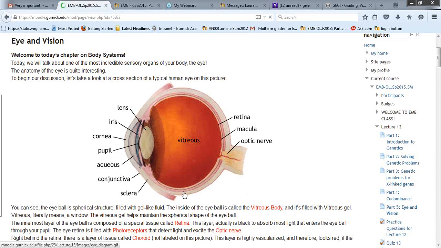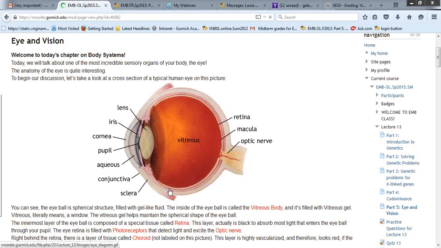Okay, so if we look at the eye, it has the structure of a ball, and the vitreous body is the inner space of the eyeball, which is filled with fluid. The innermost layer of the eyeball is called the retina. It's black. And the retina is the part of the eye that contains the photoreceptors. Photoreceptors, meaning they detect light. Okay? And when they detect light, the signals get sent through the optic nerve to the brain to interpret those signals.